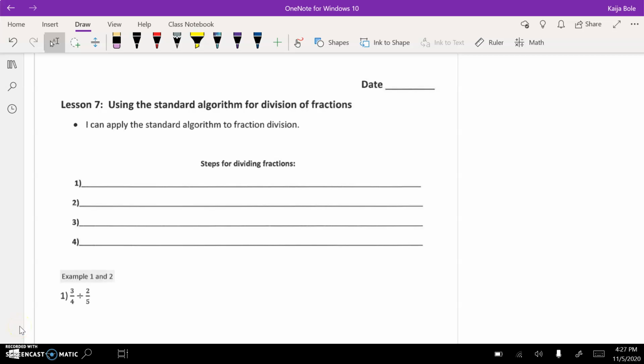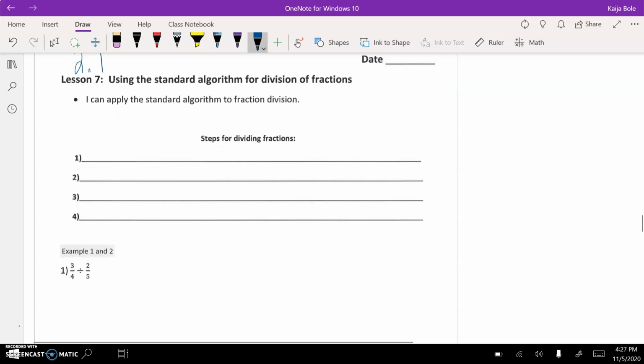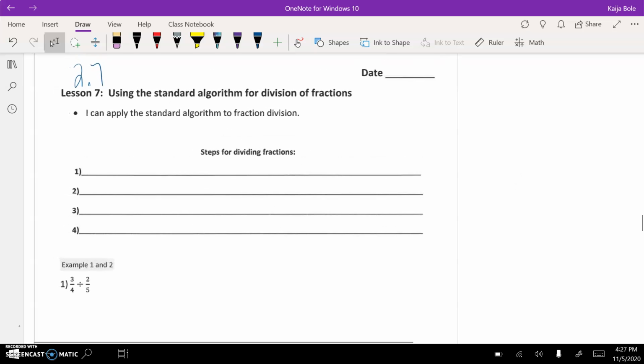Alrighty, here we are on the notes for 2.7, using the standard algorithm for the division of fractions. Very similar to lesson 4, just some more practice. So the steps for dividing fractions, we kind of talked about this in lesson 4 too. So you keep the first fraction.